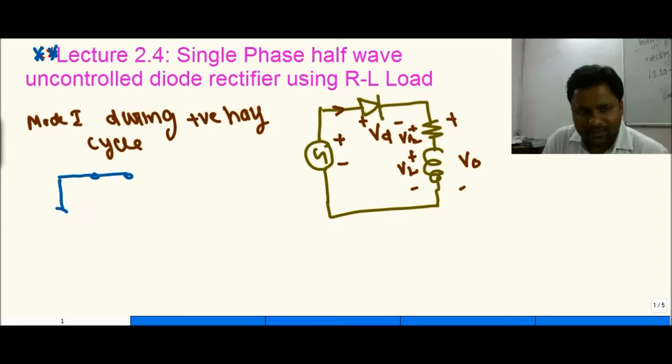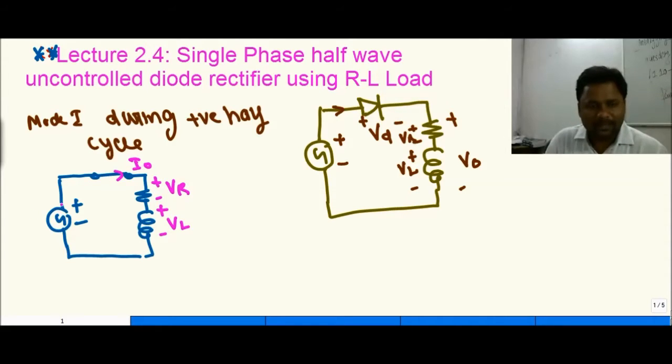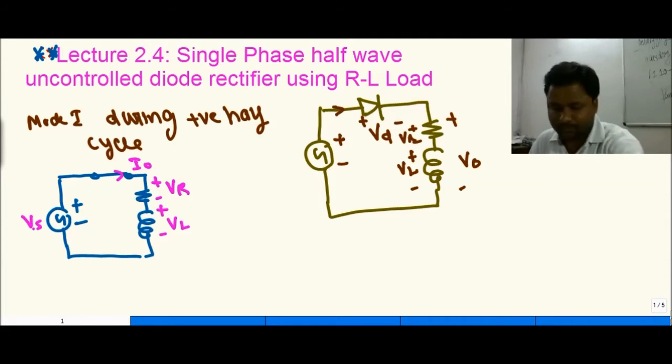Here, this is the supply voltage, which we are considering positive, and energy is going to be stored in this inductor, like this. So we can say that this is plus minus VL. This is the drop voltage VR, and this is our output current I. Supply voltage is Vs.